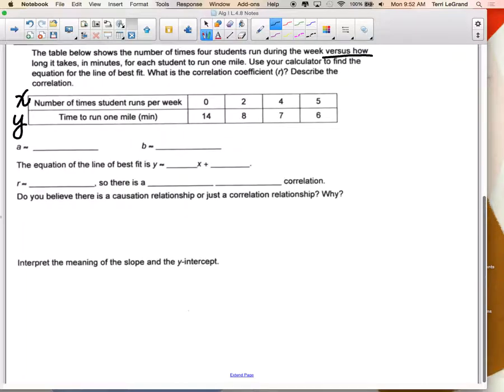So the number of times the student runs, it makes more sense that the time that it takes them to run the mile would be dependent upon that, okay? So we're going to go to stat again. We're going to go back and redo our lists. So go into stat, remember how to clear them? Anybody need to ask? And you're going to put the number of times the student runs in your list 1. You're going to put the time it takes them to run in list 2.